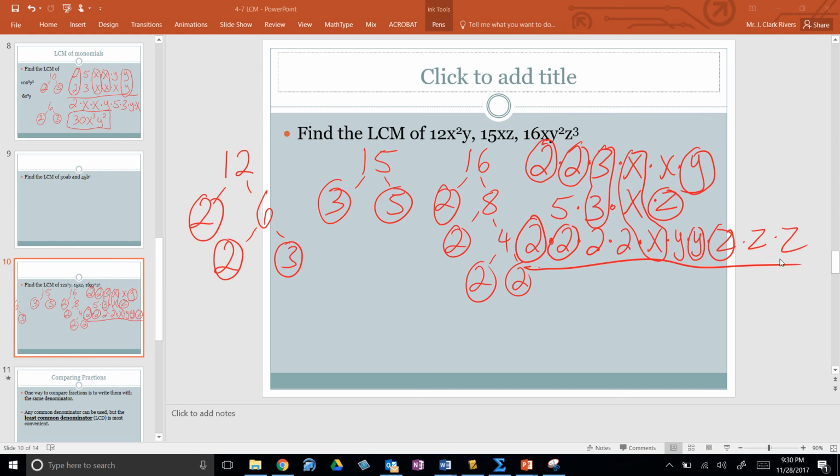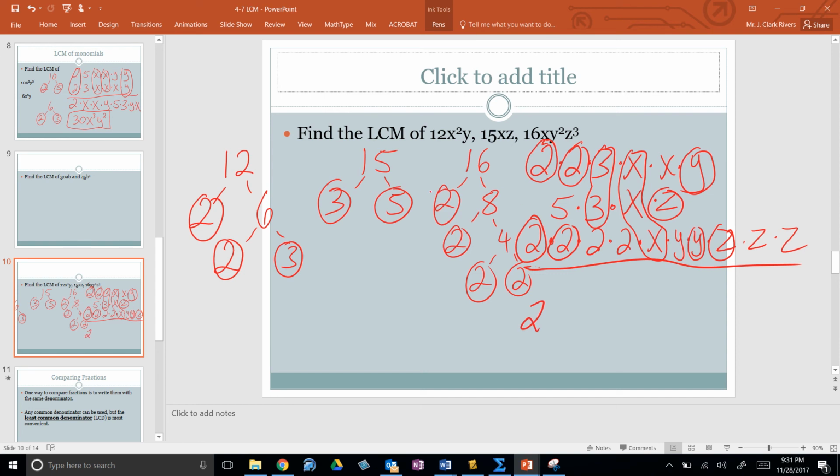Now, here's where it gets a little confusing. The pairs don't have to show up. The matches don't have to show up in all 3 of these. Just showing up in 2 is enough. I know this is confusing, but just showing up in 2 is enough. So we have 2 and 2 showing up here. So I'm going to write down a 2.